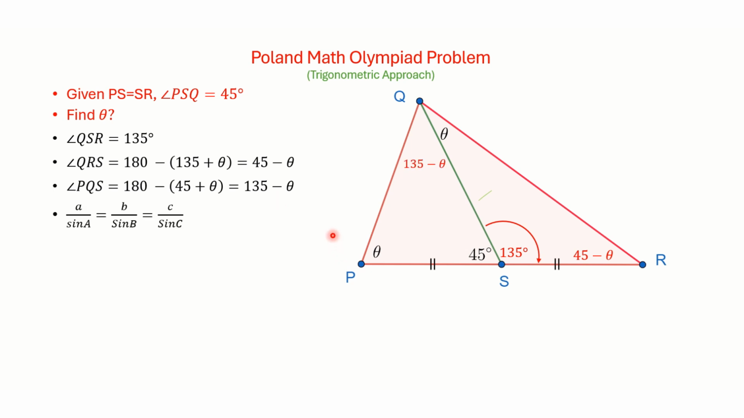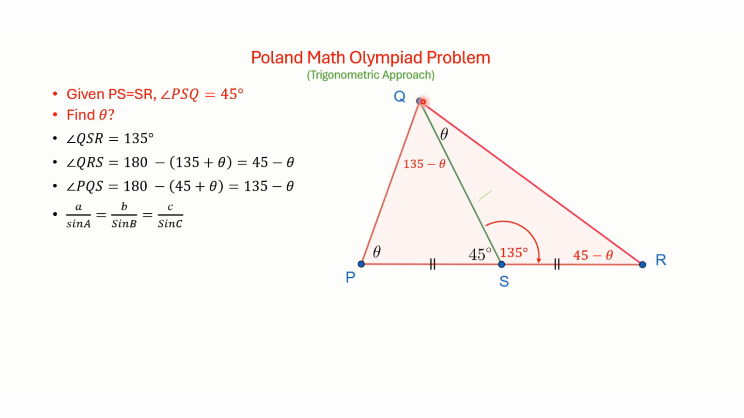If you remember, in any triangle which has side lengths small a, small b, small c, and angles capital A, capital B, capital C, then we have a relationship: a by sin A equals b by sin B equals c by sin C. So, now I will use this identity for this triangle and for this triangle.